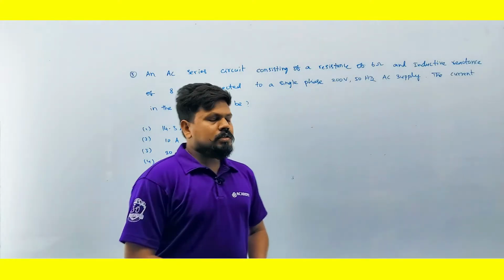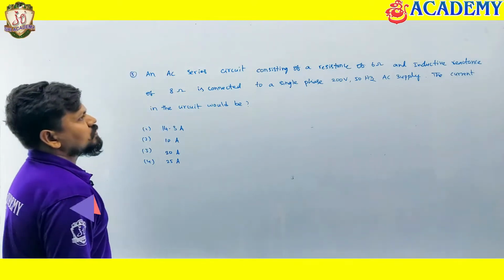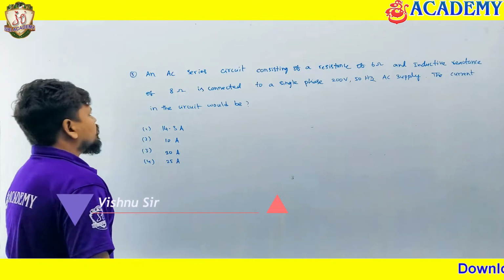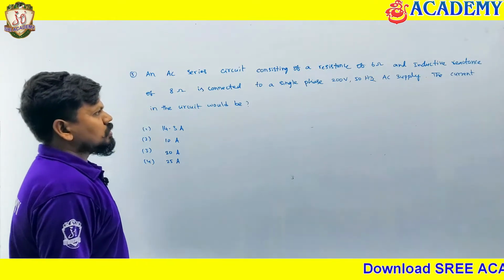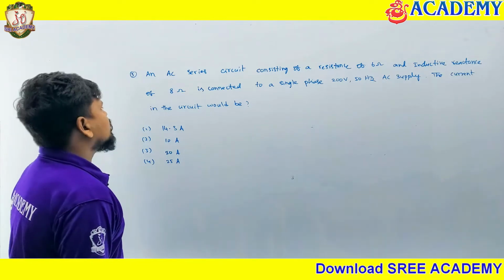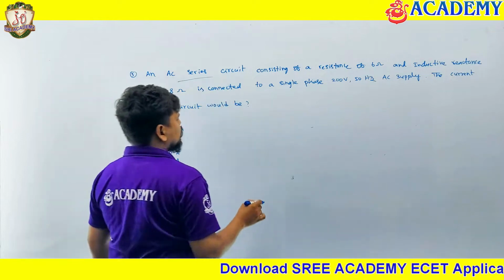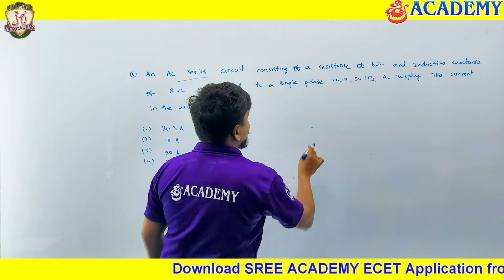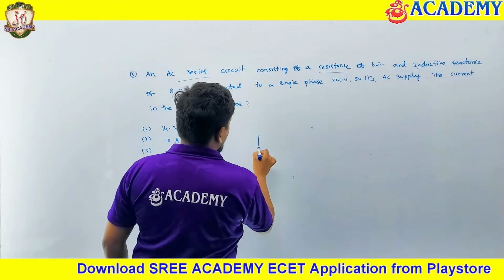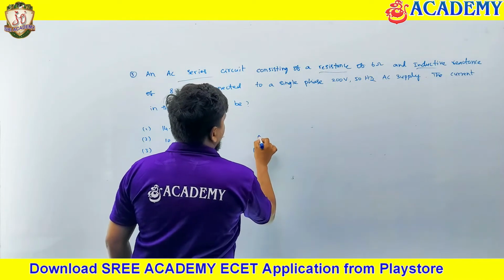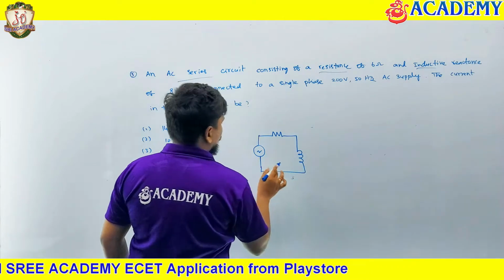The next question is, an AC series circuit consisting of a resistance of 6 ohms and inductive reactance of 8 ohms is connected to a single phase 200 volt 50 hertz AC supply. The current in the circuit would be, okay, they have mentioned it is an AC series circuit. Series circuit, they have only one resistance and one inductive reactance. So for the AC supply, they have given one resistance and one inductance. That's what they have mentioned, only these two, okay.